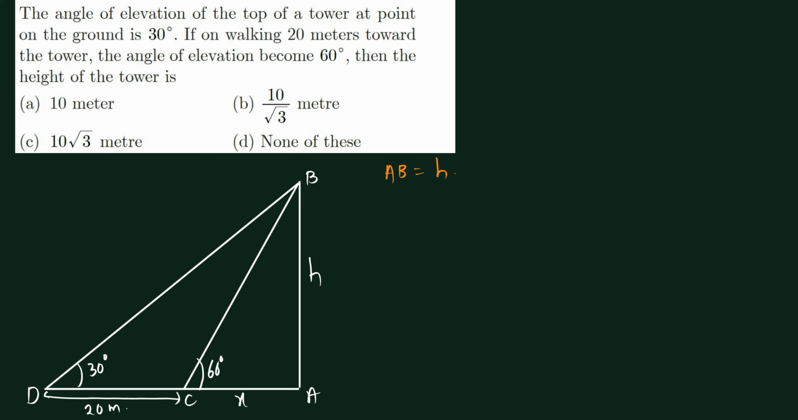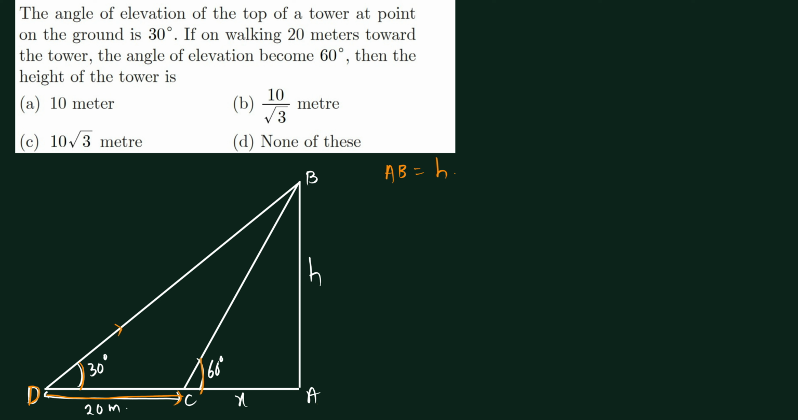When you are here at the point D, what is the angle of elevation? The angle of elevation is 30 degrees. When you move from the point D to C, the angle of elevation becomes 60 degrees. So the CD value is 20. Just assume the AC value is X, and the height of the tower is H.